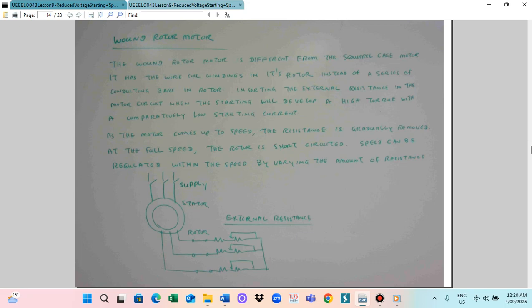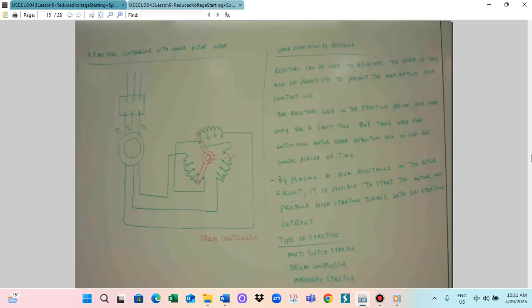Resistors can be used to regulate the speed if they are of the proper size to prevent overheating. Resistors are also used in starting, but those starting resistors are used only for a short time. For continuous speed regulation, the resistors are in use for a longer time, so they should have the appropriate rating.